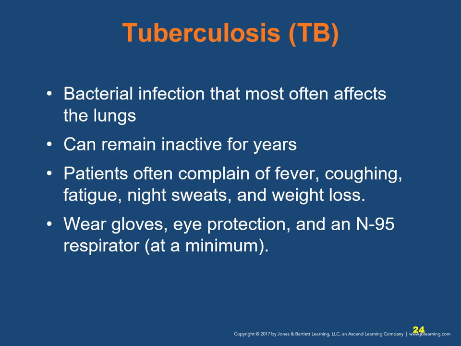Prevalence is higher in homeless people, prison inmates, and nursing home residents. TB is also found in persons who abuse intravenous drugs or alcohol, or those with HIV. If you suspect a patient may have active TB, you need to wear, at minimum, gloves, eye protection, and an N95 respirator.